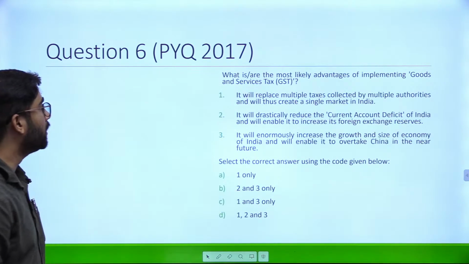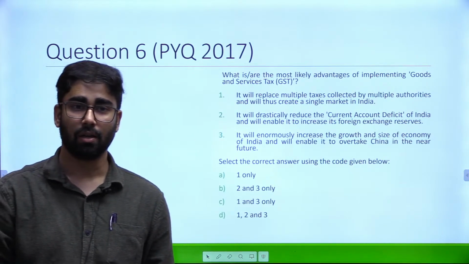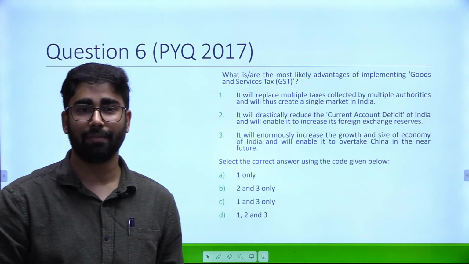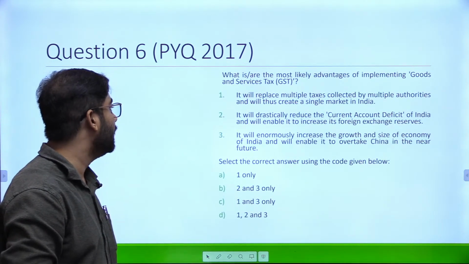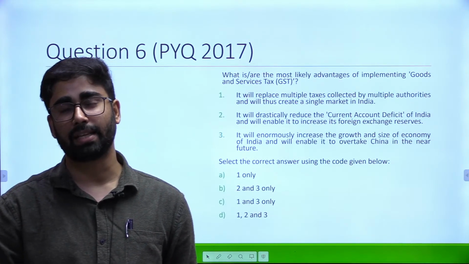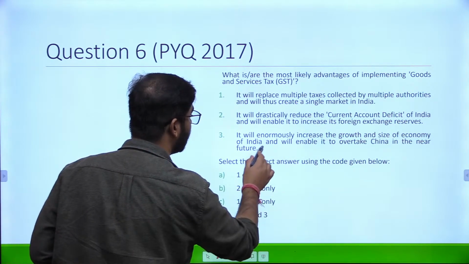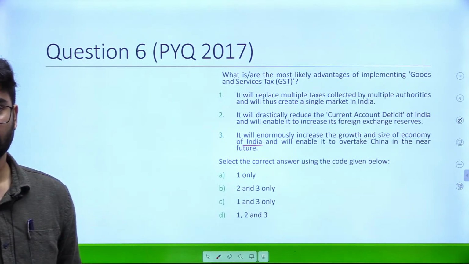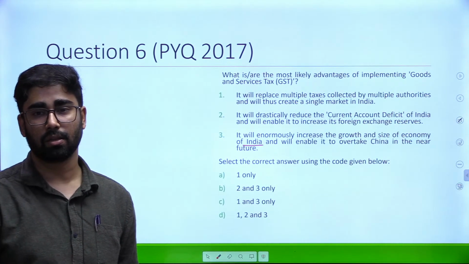Okay. Now the next, what are the most likely advantages of implementing goods and services tax? The first is it will replace multiple taxes collected by multiple authorities and will thus create a single market in India. The second is it will drastically reduce the current account deficit of India and will enable it to increase its foreign exchange reserves. And the third statement is it will enormously increase the growth and size of economy of India and will enable it to overtake China in the near future. Now, which of the following is the most likely advantages?